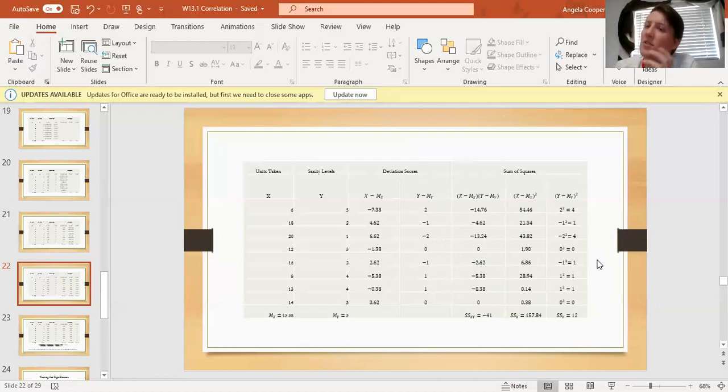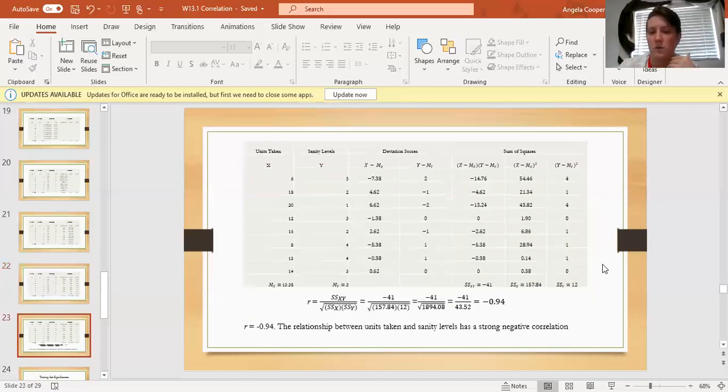But it kind of follows a similar pattern, because think about it. When we look at Pearson's R, it's taking the covariance of x and y, the covariance of our two variables, which in this case are the number of units taken and the sanity levels. And then we are dividing that by the variance of x and y separately. Cool. Okay, so here we are.